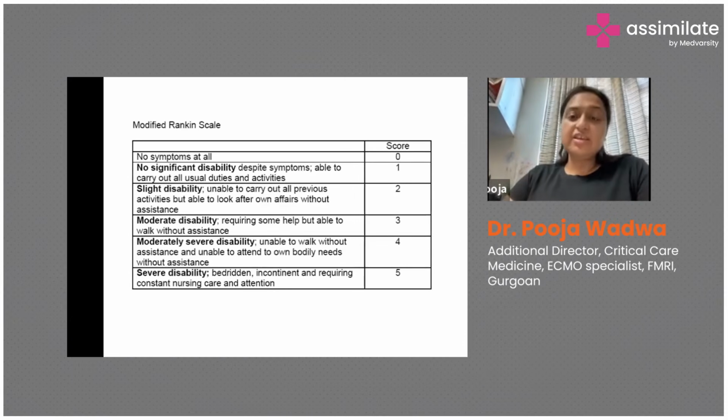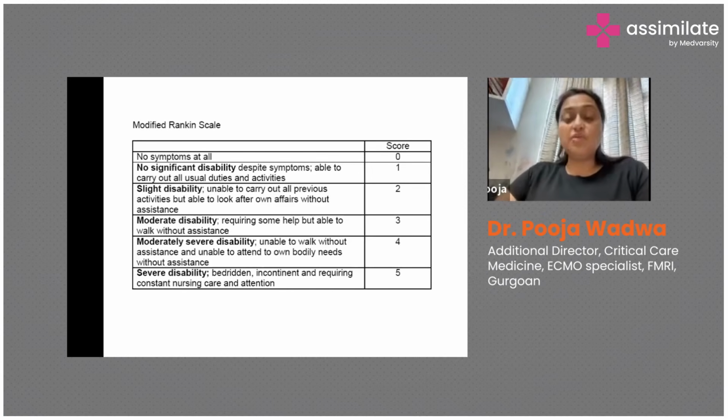Modified Rankin scale. The score varies from 0 to 5. With 0, there are no symptoms. If there is severe disability, it carries the maximum of 5 score.